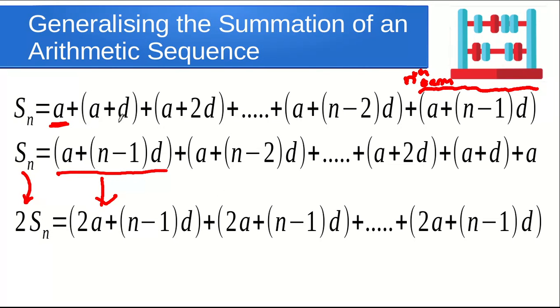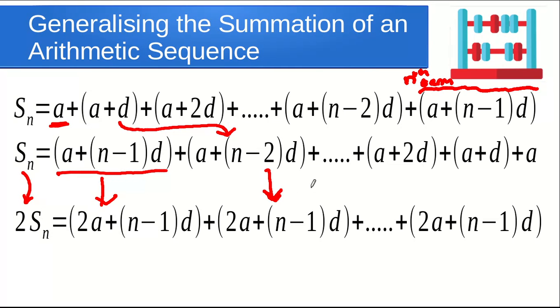Hopefully you can see that's true. Now if we add this one to that one, if you add a plus a, you're going to get 2a. And then if you add d to n minus 2 d's, well, if you have n minus 2 d's and you add a d to it, sure enough you get n minus 1 d's.